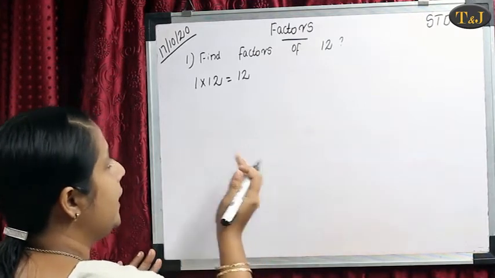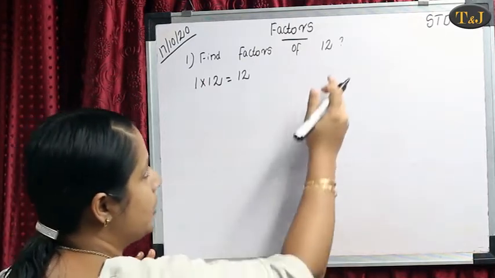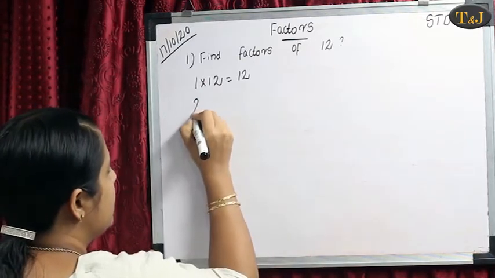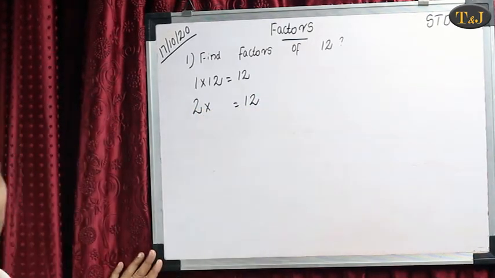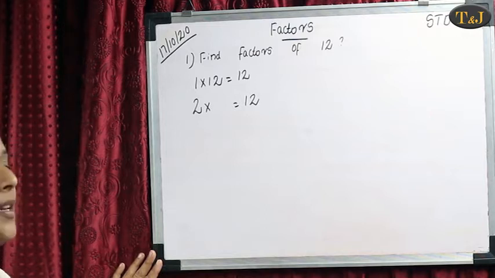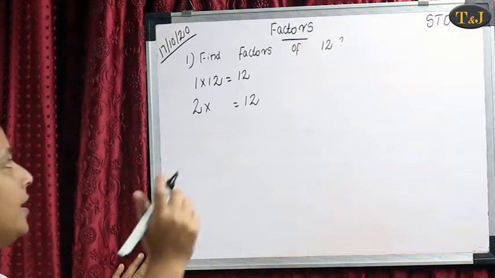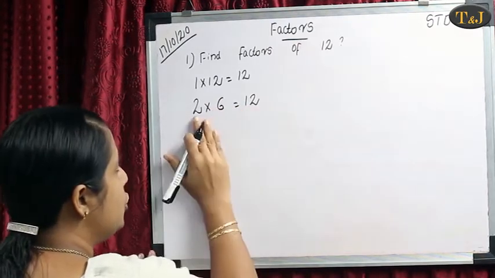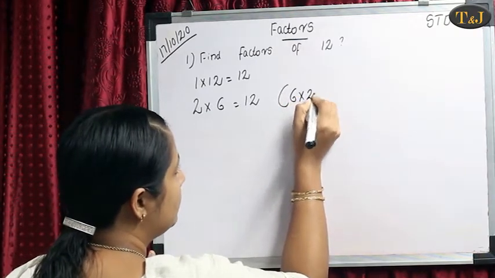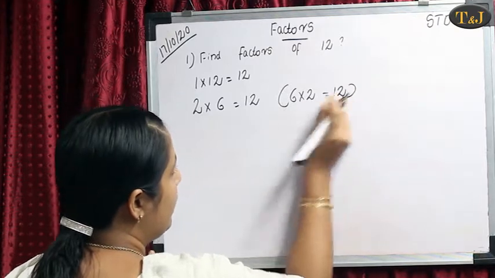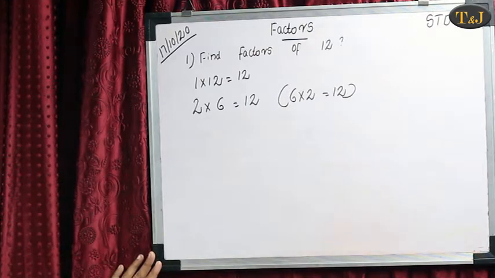Next we check 2's table. How can we get the answer 12? 2 1s are 2, 2 2s are 4, 2 3s are 6, 2 4s are 8, 2 5s are 10, then 2 6s are 12. Yes, the factors of 12 are 2 and 6. In reverse order, 6 2s are also 12. Both numbers are the same, so 2 6 and 6 2 are written one time.